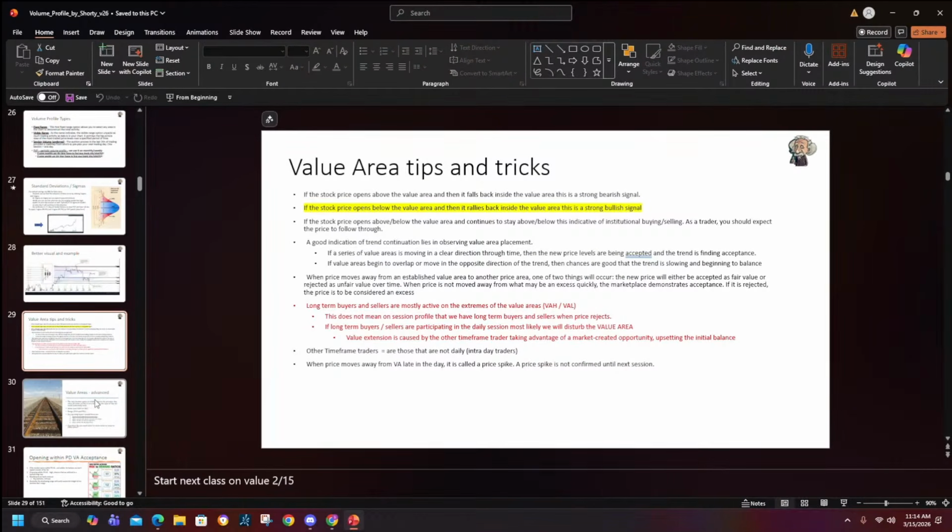Value area tips and tricks. I think this is where we're starting right now. We'll go over this because this is really critical when you're trying to assess and read what the market is telling you in real time. A lot of people have the ability to read the chart after it happened, but sometimes during the live sessions, that's where you guys can get better, and I can get better, and I get better every day, right?